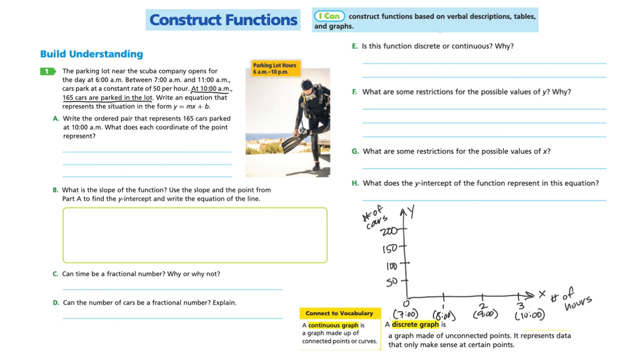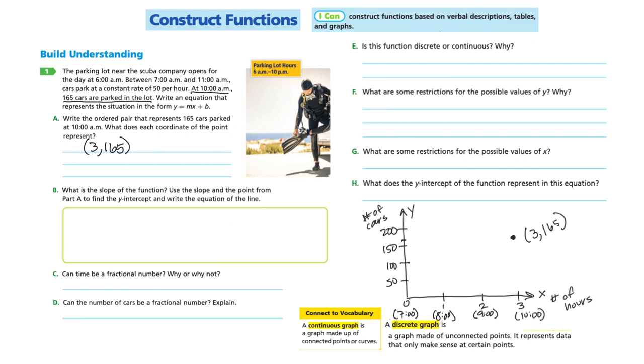So if we look at after 3 hours, so that would be at 10 a.m., there are 165 cars. So that's going to be about right here, and then we want to go up from the 3. So not exact, but about right there. After 3 hours, it's 3 and 165. So 3 hours, 165 cars. So that would be our point. 3 hours, 165 cars. So that's the point that they're asking for in A.